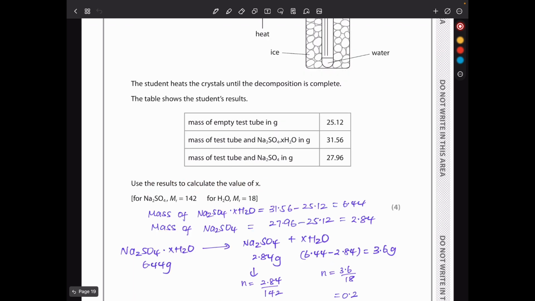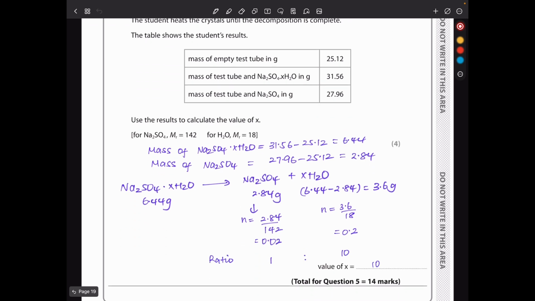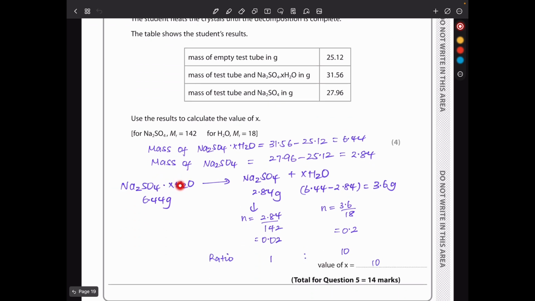So here I began by getting the mass of the hydrated, which is that minus that, giving us that. We could also do this to get the mass of water and then subtract the water from the original part. But here I did just the anhydrous, so I got 2.84. Then I wrote my equation here. If this is heated, this is how it will occur.